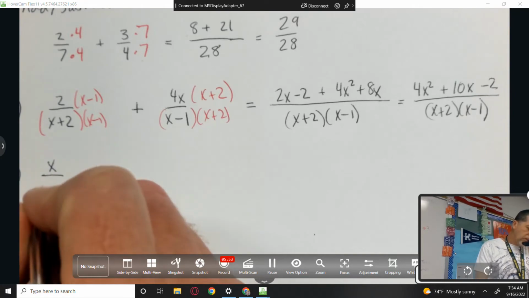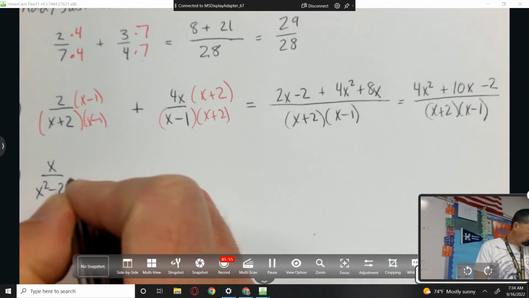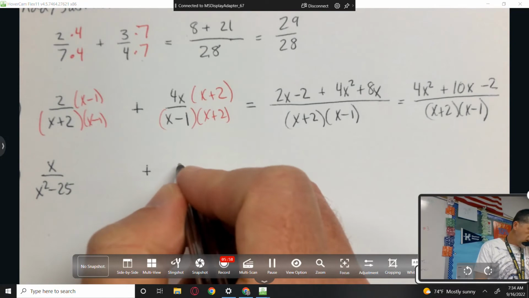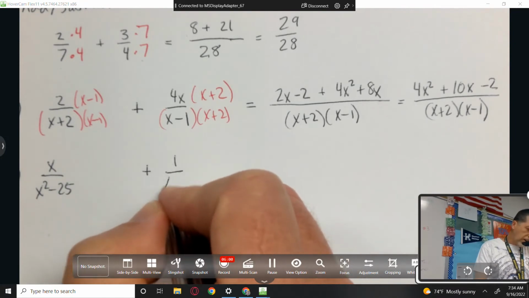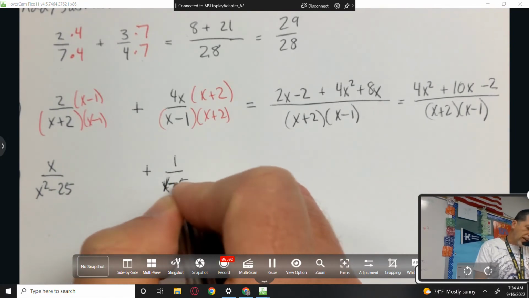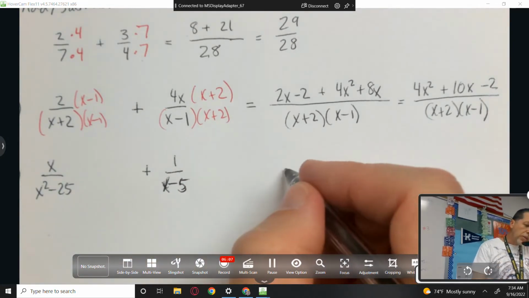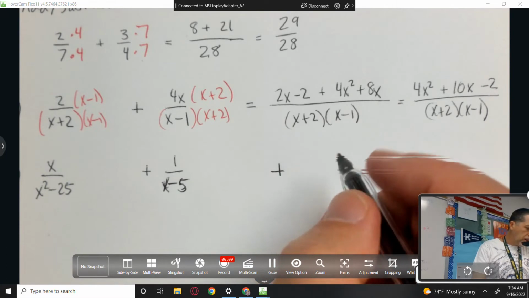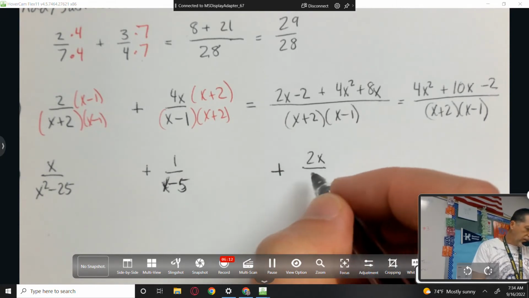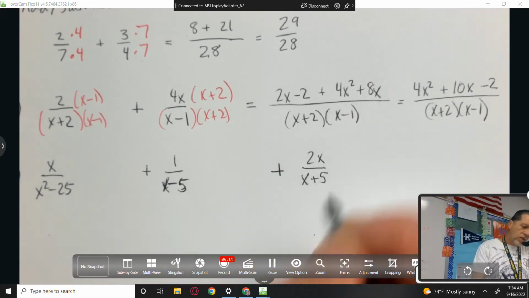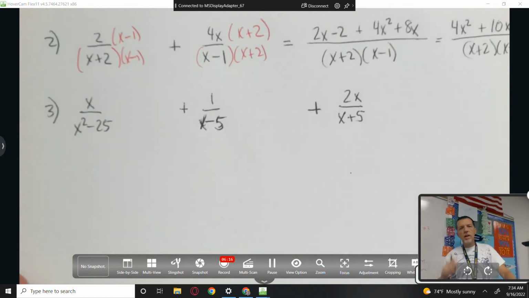Right, x over x squared minus 25 plus 1 over x minus 5. And again, I'm leaving space because I know I'm going to have to do some common denominator stuff. Leave a little bit more space. We're going to add 3 terms this time. Plus 2x over x plus 5.